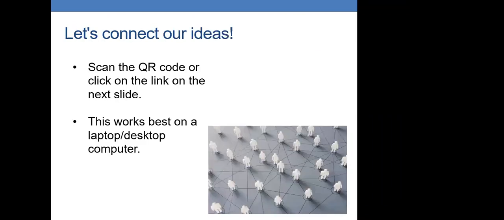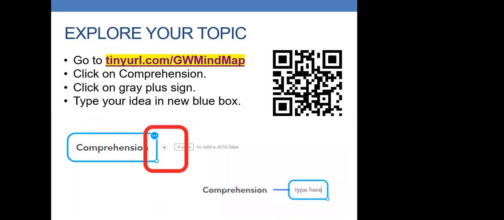Okay, on this next slide, you're going to scan the QR code, or there is a shortened URL on the screen that you can use. It works best on a laptop, but it works just fine on your smart device as well. So when you get there, you're just going to scan the QR code, and then I'll show you the next steps. So you can scan that QR code, or you can go to tinyurl.com/G, and then mind map with capital M's.